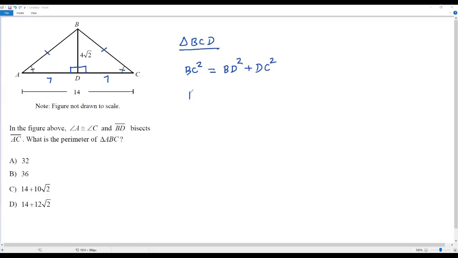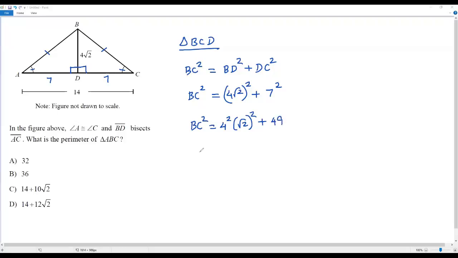For BC I do not know the length, so I have to keep BC as it is. For BD I know the length, it's 4 times square root of 2. So we can plug in 4 times square root of 2 for BD, then we have 4 times square root of 2 the whole square, and for DC we have 7, so we get 7 square over here. Here 4 and square root of 2 are multiplied and we have the common exponent 2. Whenever two quantities are multiplied and we have the common exponent, the exponent can be taken separately for each quantity and multiplied. Then I'm getting 4 square times square root of 2 the whole square, and the value of 7 square is 49.